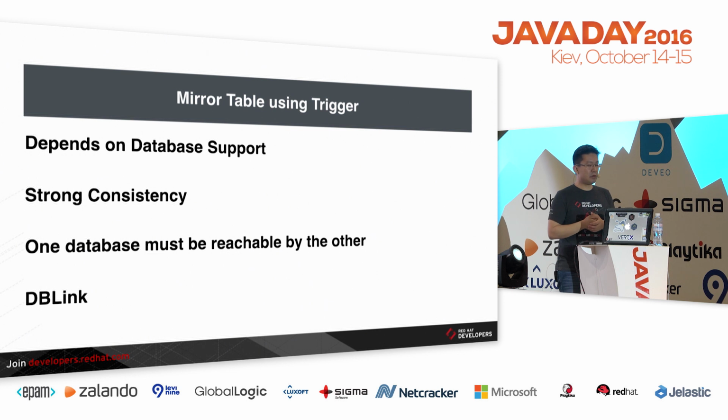Next scenario is mirror table using trigger. You can create a trigger on your original database. It depends on database support. Not all databases these days support triggers, but many of them do. Triggers always execute in the same transaction, so it has strong consistency too. One database must be reachable by the other, and you can use DB links depending on the database implementation too.